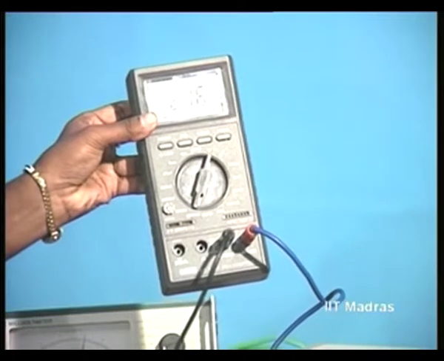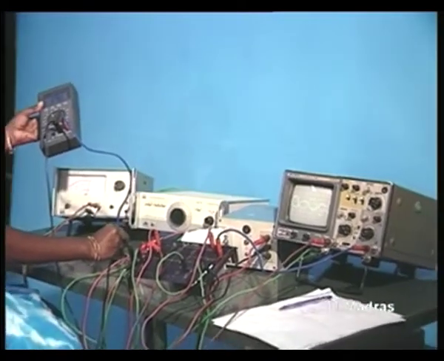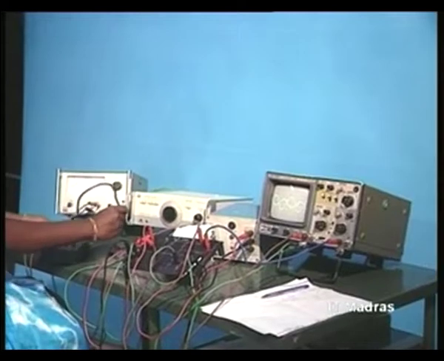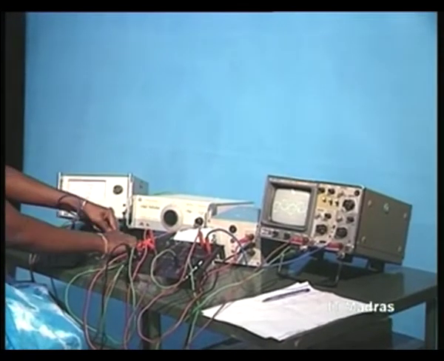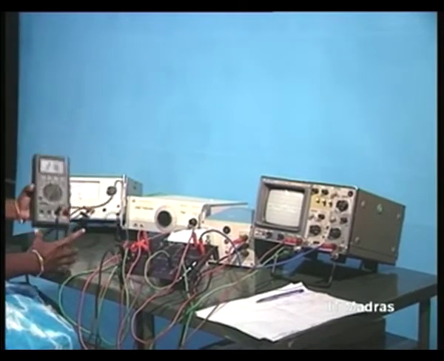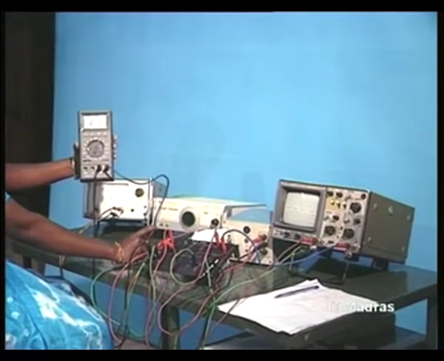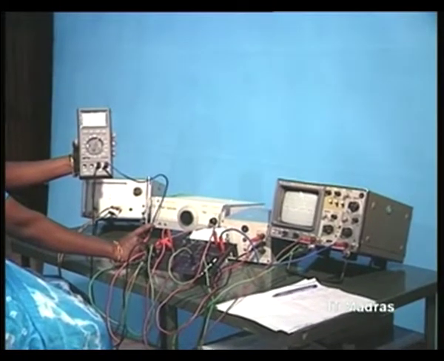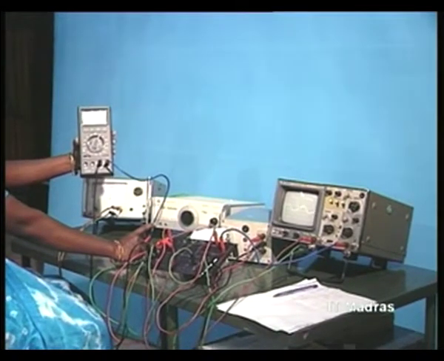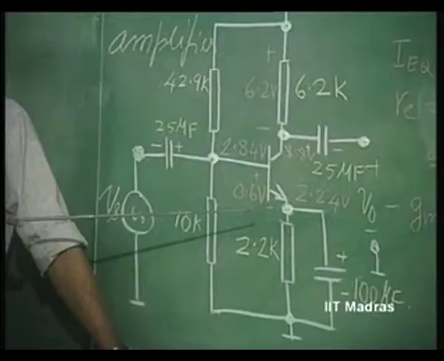And now she will connect it at the emitter. There should be a 0.6 volts drop. Yeah. So that is the potential at the emitter, at this point in the circuit. Because of the 0.6 volts drop, we have the potential at the emitter.